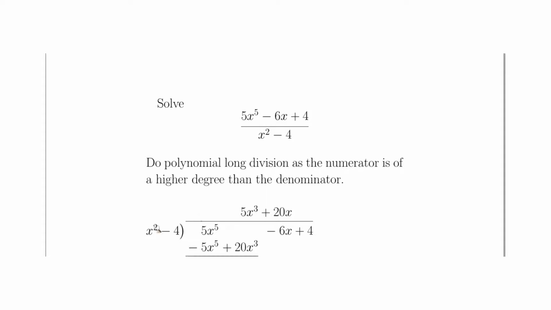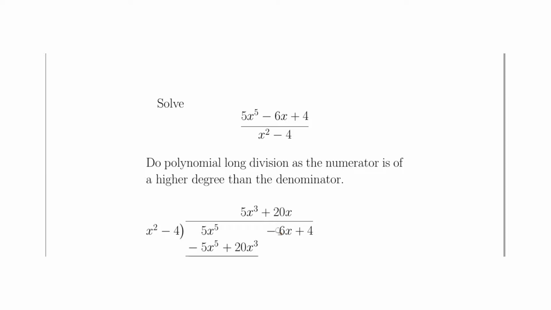So 5x cubed times x squared is plus 5x to the 5, but that's a minus. 5x cubed times minus 4 is minus 20x cubed, but here I've got a positive. So basically what happens is, when we've got our result here, we subtract. So 5x to the 5 will then subtract from 5x to the 5, and the 5x cubed times minus 4, which is minus 20x cubed, will then also become a positive, and then here we just follow the sum that we're given.